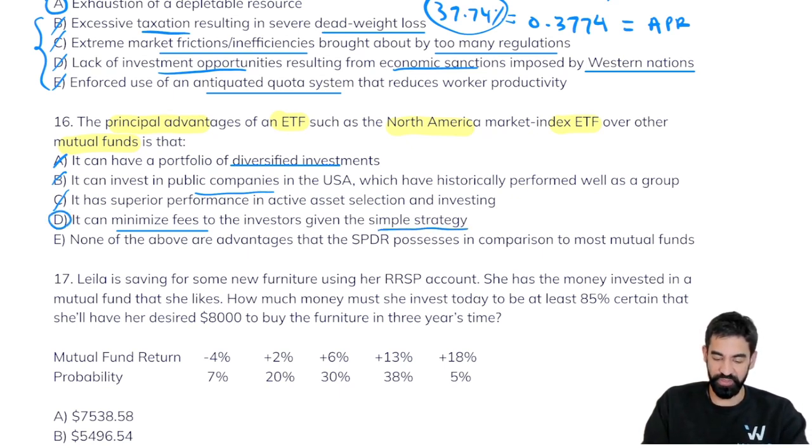Investors given the simple strategy. The simple strategy is just we invest in 2,000-3,000 companies, and then if the whole industry or market goes up, all of those on average will go up, and it's going to be pretty much the same as the S&P 500 or the mutual funds. So you just save on the fees.